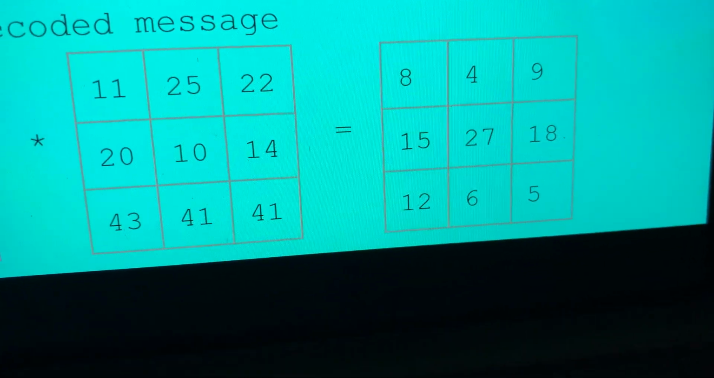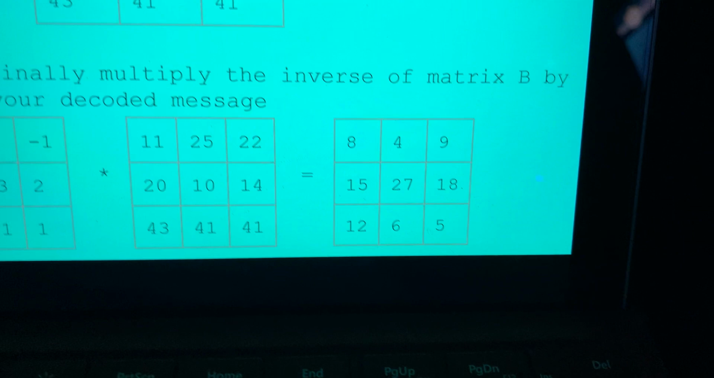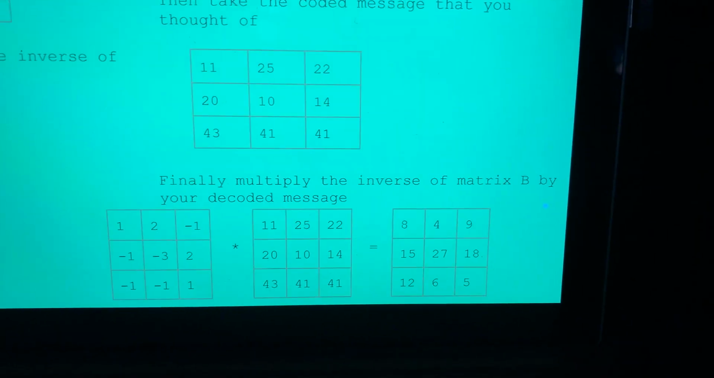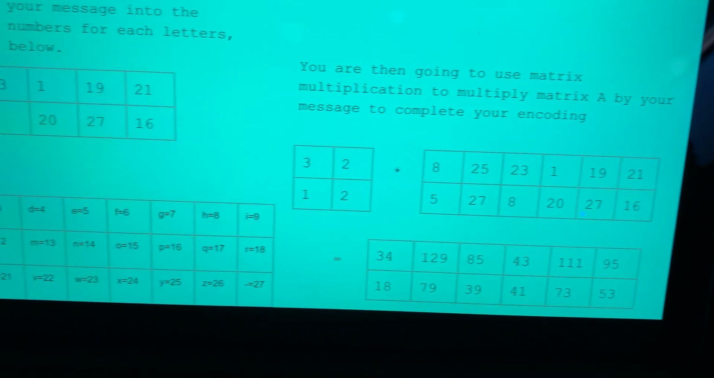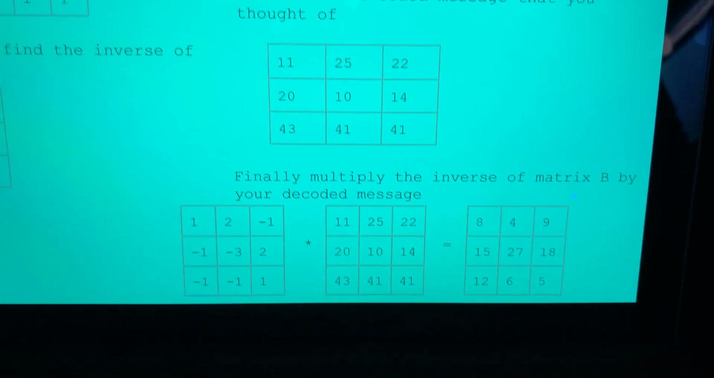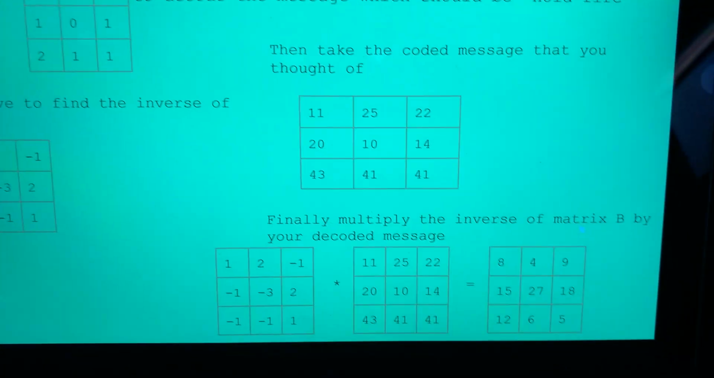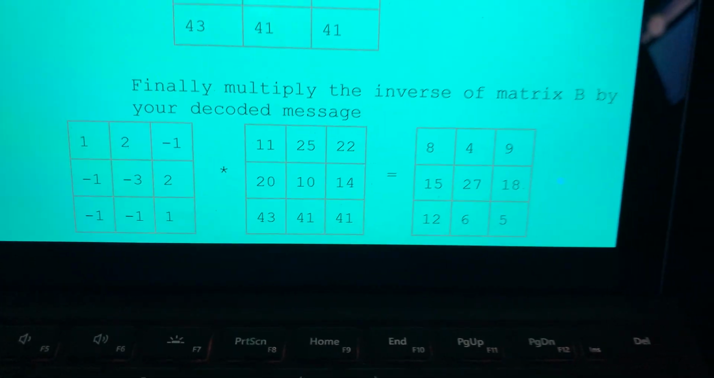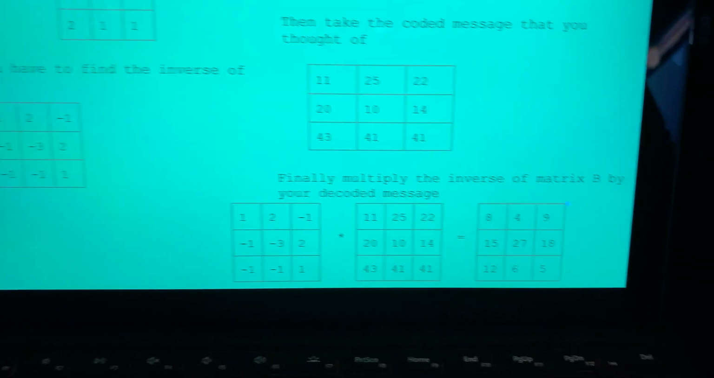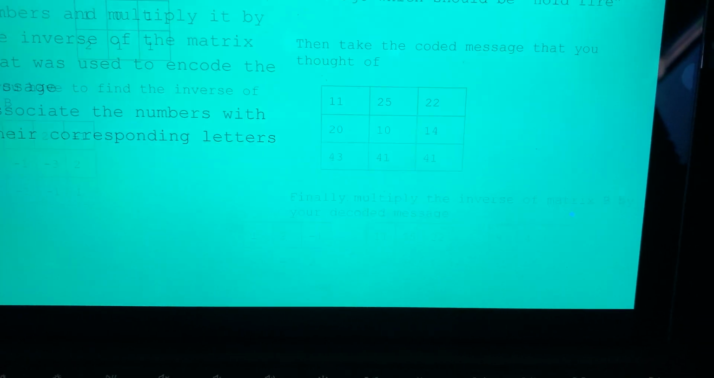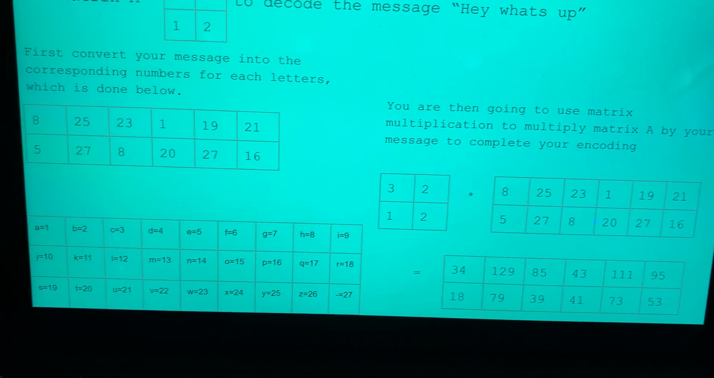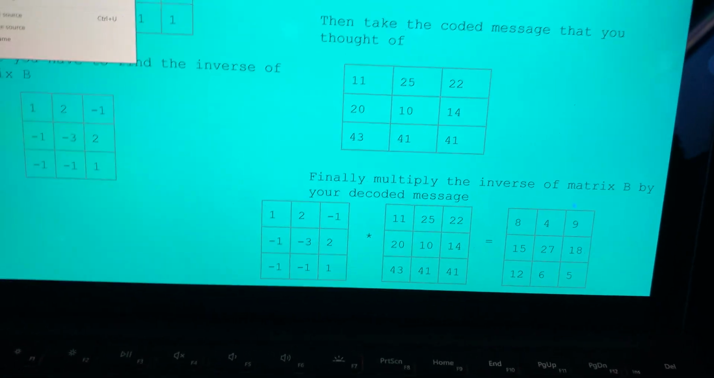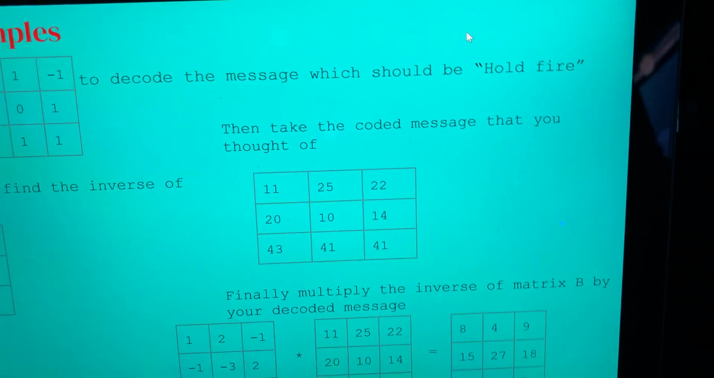And then you have the final result, which if we go back to the previous slide, 8 is H, 15 is O, 12 is L, 4 is D. So that says hold. We have 27 as our space in between. 6 is F, 9 is I, 18 is R, and 5 is E. So that gives us our message of hold fire, which is the correct message.